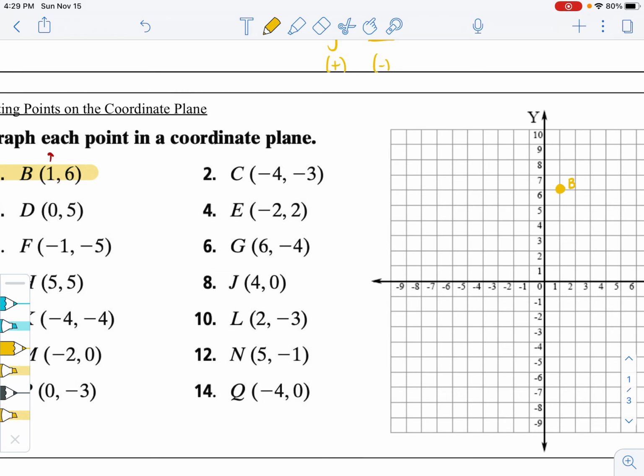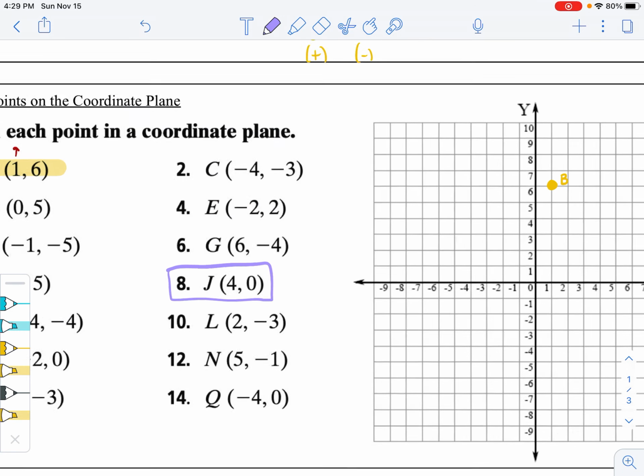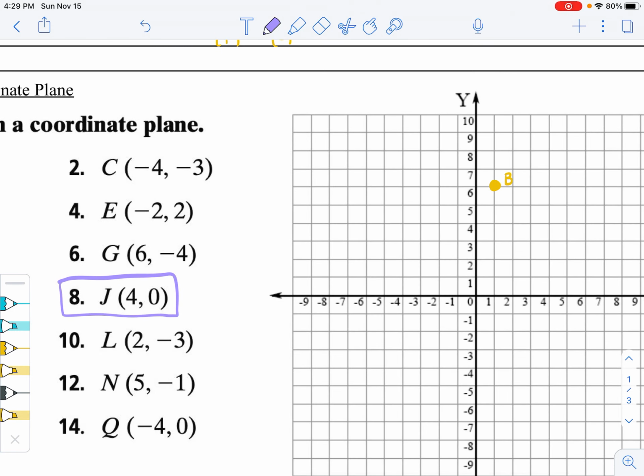Then let's do number 8. Number 8 says (4, 0). So it's telling us to move to the right 4 and then up 0. Up 0 means to stay where it is. So this is the point for J.